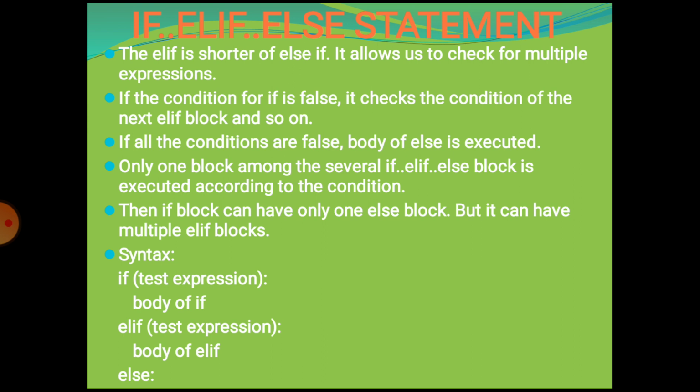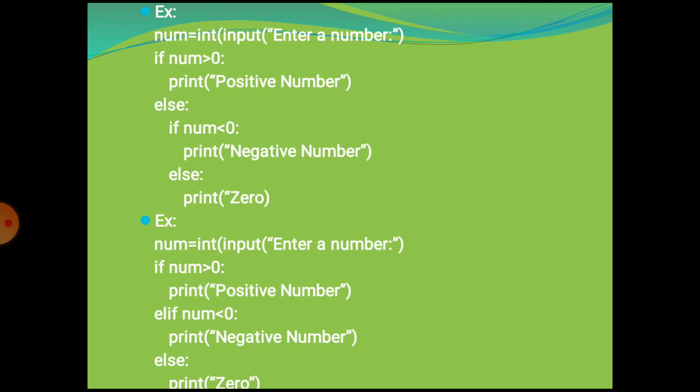If the if condition is true, it executes. Suppose the condition of the if block is false, then it will come to the elif block. If that is also false, it will go to the next elif block. So we can use multiple elif blocks in this syntax. Otherwise, if all the if and elif blocks are false, it will come to the else block and execute the body of else.